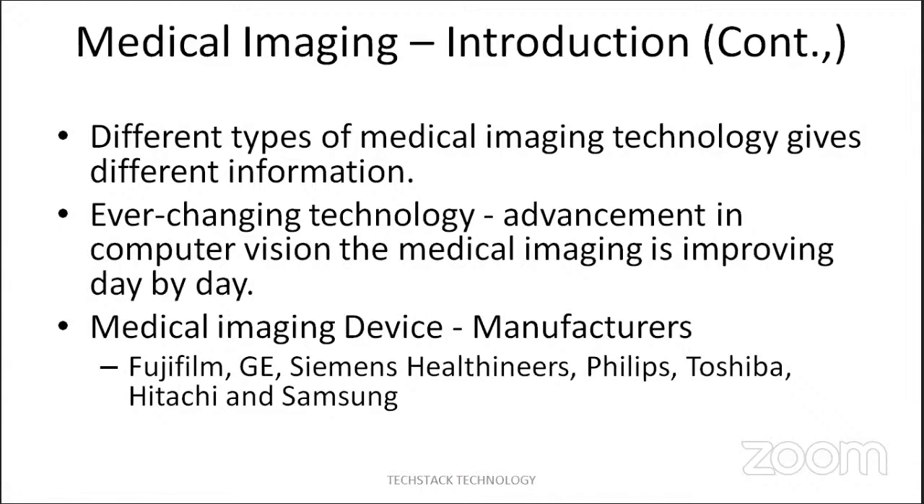New advancements will happen in computer vision. At the same time, the technology currently used is improved day by day. Even manufacturers, a lot of manufacturers, are investing a huge amount of money in that field. Why? Because this has a huge impact on their earnings. Say for example, Fujifilm, GE, Siemens, Philips, those companies are investing a lot of money in that area.